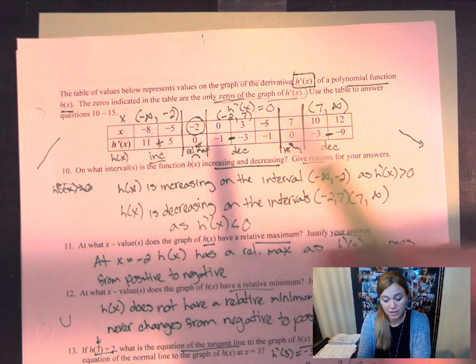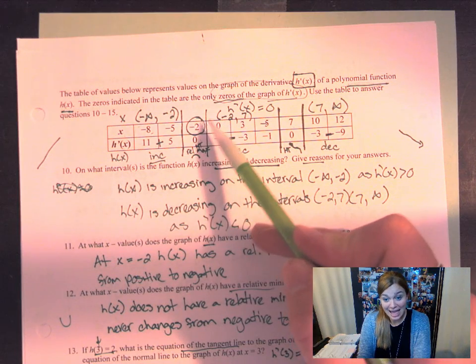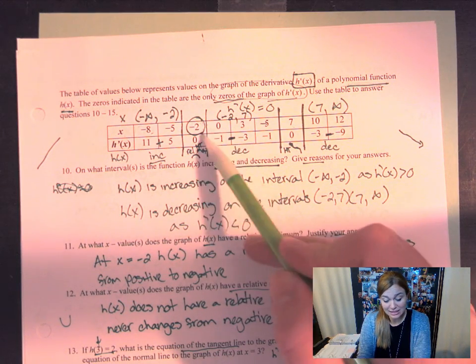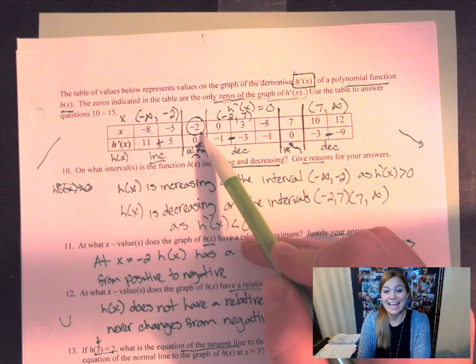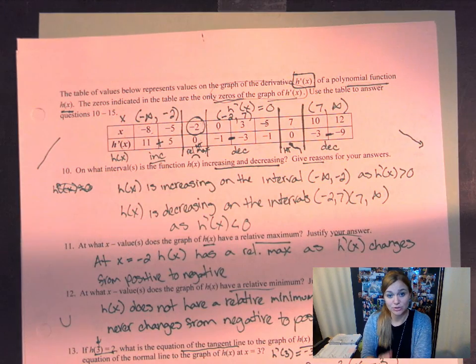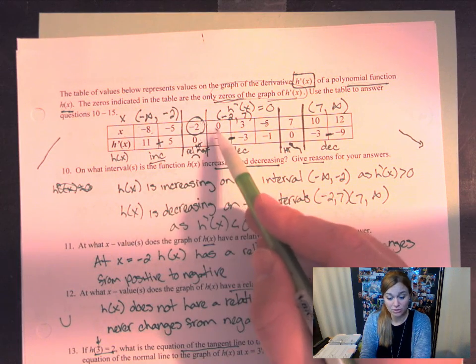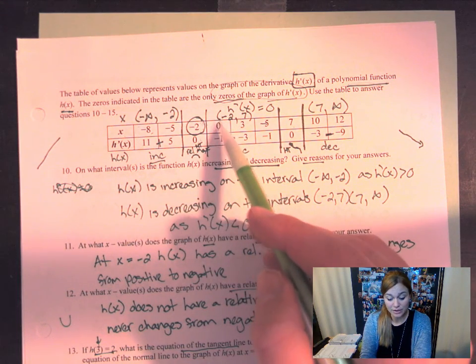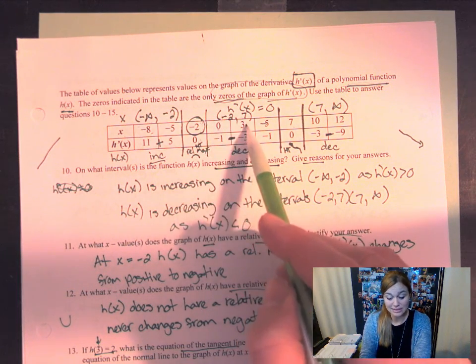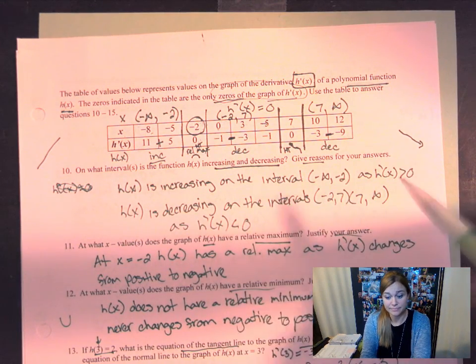-infinity to -2. Then I start again at -2, because remember, even though it says 0 right in here, we're starting at -2 because that's the place where the derivative was 0. There's an infinite number of numbers between -2 and 0, so I need to start right at -2. So this is the interval -2 to 7, and then 7 to infinity.